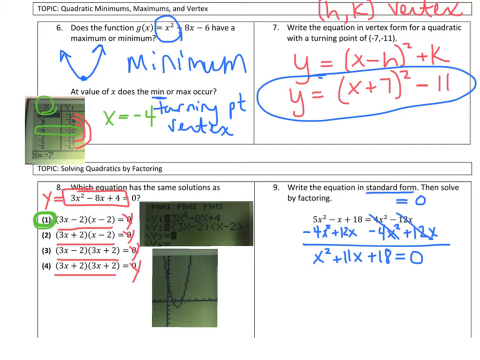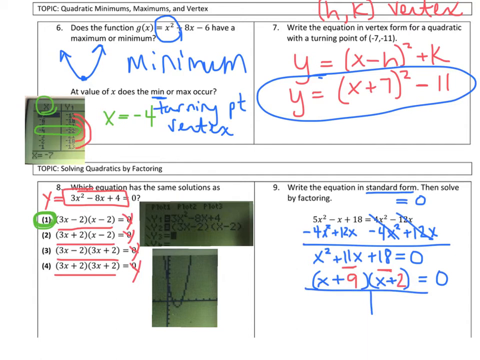Now I'm solving this by factoring. This is a simple trinomial, so I should be able to go right to two sets of parentheses: x and x, and my signs are both plus signs. I need two numbers that multiply to 18 and add to 11. If I look in my table of values for the factors of 18, I should come up with 9 and 2. 9 and 2 add up to 11, and they multiply to 18.